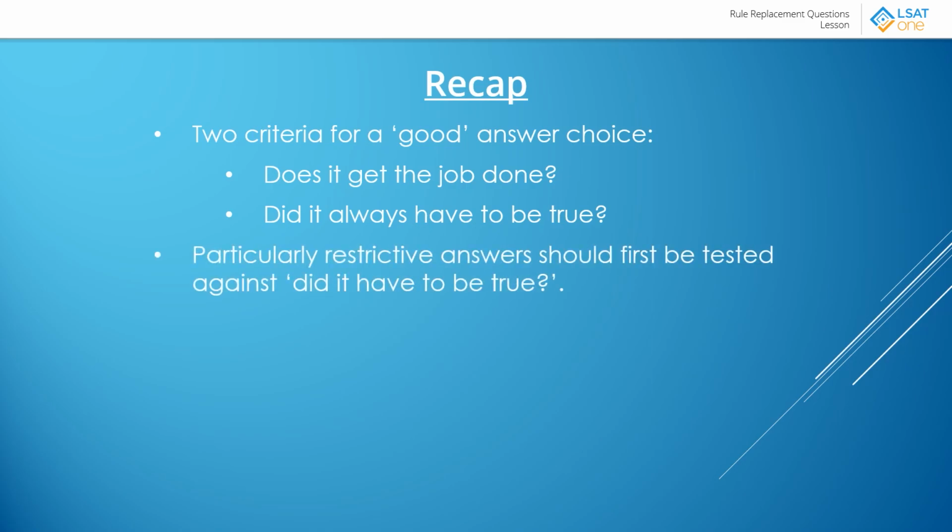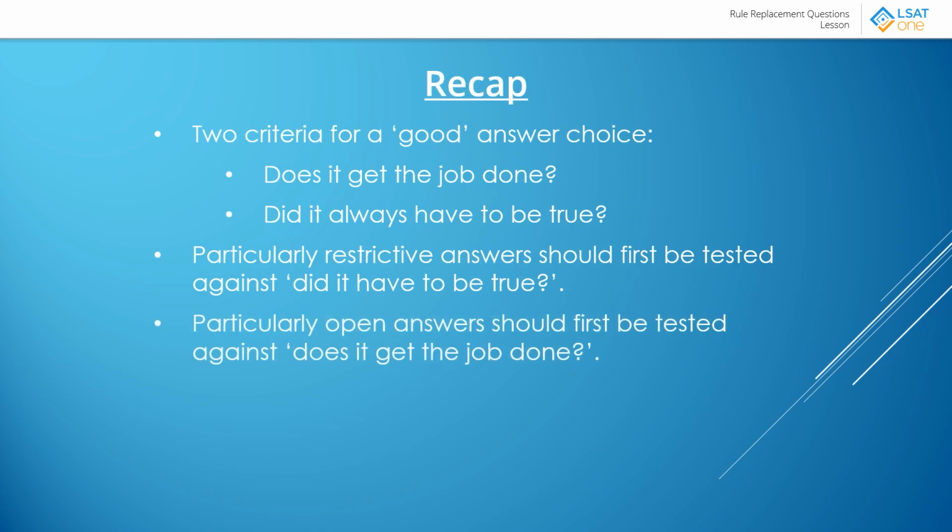If you find that an answer choice happens to be especially restrictive, especially limiting, then my first thought would be to consider the second question, which is, did it always have to be true? Because if an answer choice is especially restrictive, chances are if it's wrong, it's because it goes too far. It's because it didn't really always have to be true. On the other hand, if you notice that an answer choice is especially open, it doesn't seem to have too much of an impact, if it's not strong enough, then my first thought would be, does it really do what I need it to do? Does it go far enough to ensure that the initial restriction will be maintained? But once again, a good answer choice will meet both parameters. It's going to be something that ensures the initial restriction will be maintained and something that always had to be true.